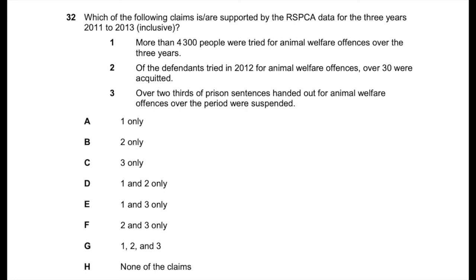The total number of prison sentences across the 3-year period, suspended and non-suspended, was 88 plus 86 plus 74 plus 220 plus 178 plus 140 equals 786. 2/3 of this number would be 524. 786 divided by 3, multiplied by 2, which is a smaller number than the total number of suspended prison sentences given. 220 plus 178 plus 140 equals 538. Therefore, statement 3 is also correct and option G is the correct answer.